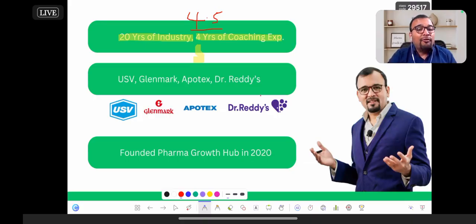As a career, I worked at various organizations, like USP, Glenmark, Apotex, and Dr. Reddy's. Let me also know what is your existing organization, where do you work right now? Please let me know in the comment box.